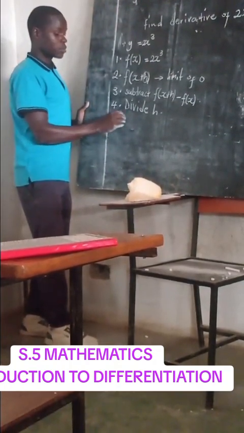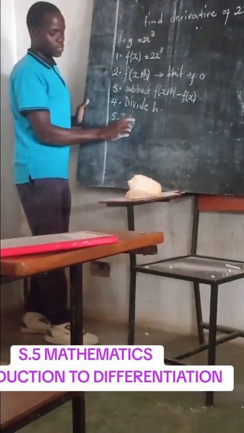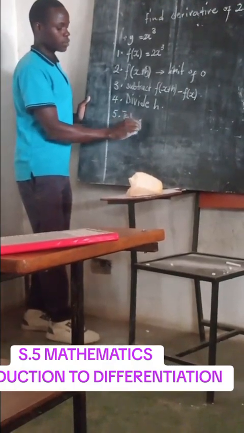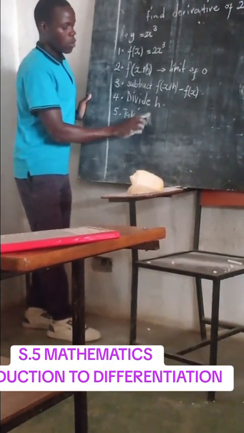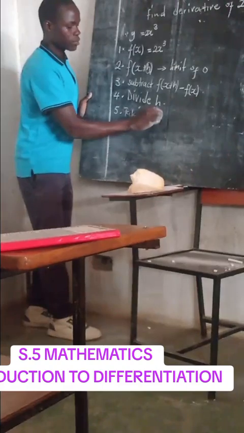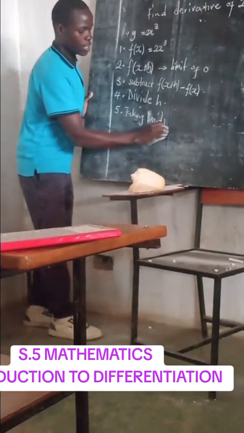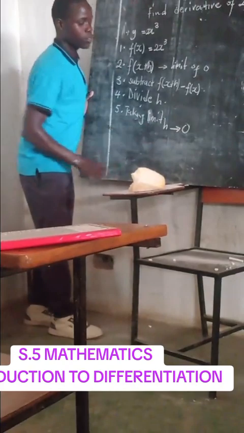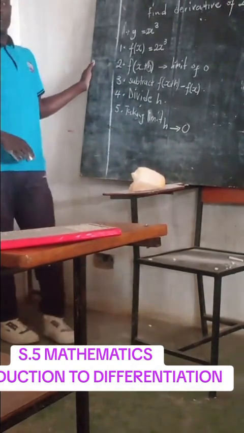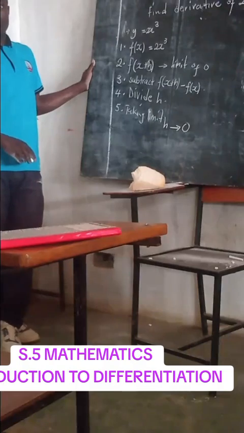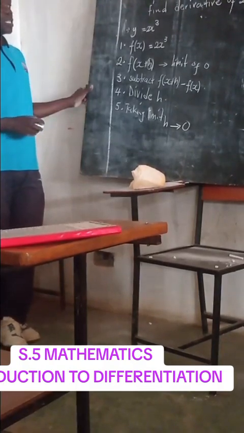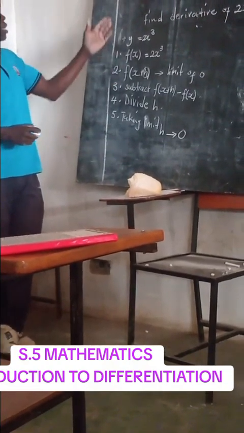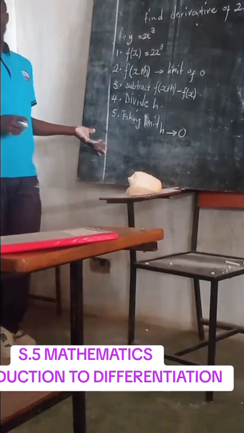So meaning that taking the limit of h, h is equated to what? To 0. Then I will substitute. Just like a simple example, we have written the steps.